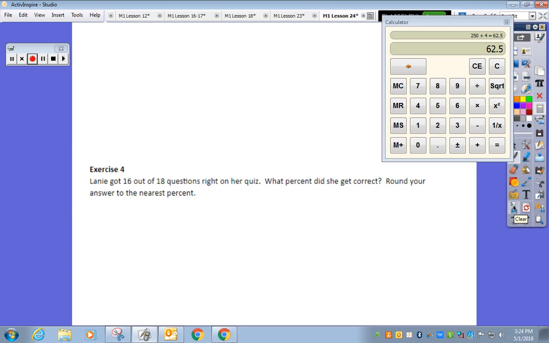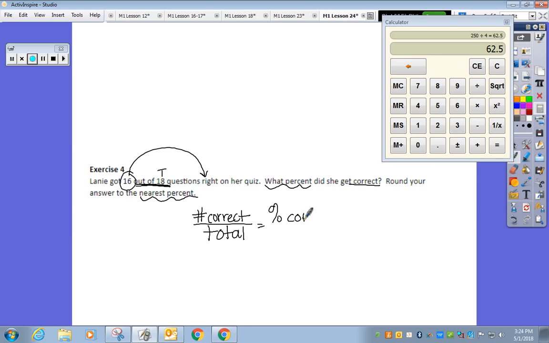Okay, so in exercise 4, it says that Lainey got 16 out of 18 questions right on her quiz. What percent did she get correct? Round your answer to the nearest percent. And here's one where it's telling us to round to the nearest percent. So in this case, it says 16 out of 18 questions right on her quiz. That means that out of 18, 18 is our total, and 16 would be how many she got right. It's asking me to find the percent correct, which is the same thing as right. So I'm going to put number correct over total equal percent correct. Again, notice number correct, percent correct, over 100.